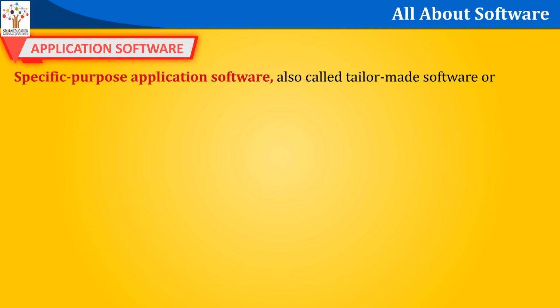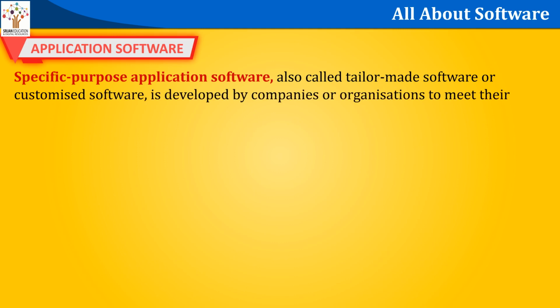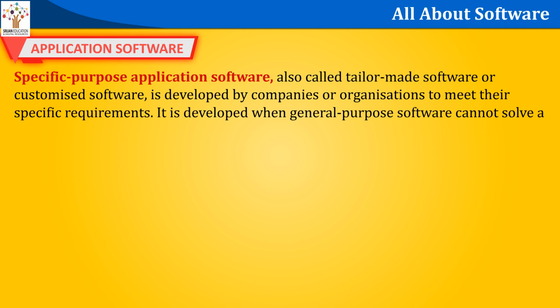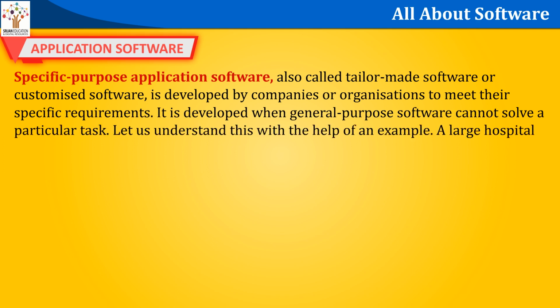Specific Purpose Application Software, also called tailor-made software or customized software, is developed by companies or organizations to meet their specific requirements. It is developed when general-purpose software cannot solve a particular task. Let us understand this with the help of an example.